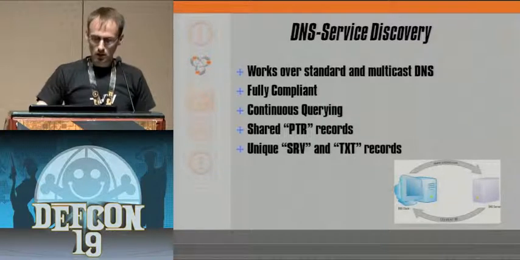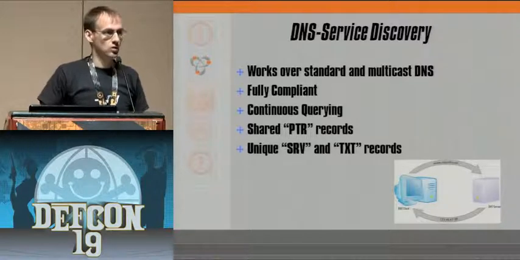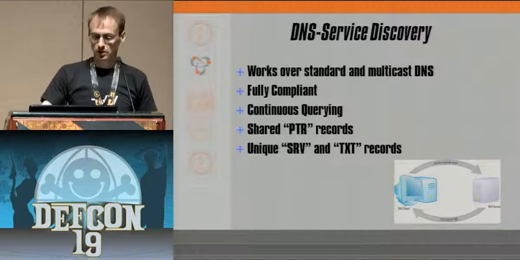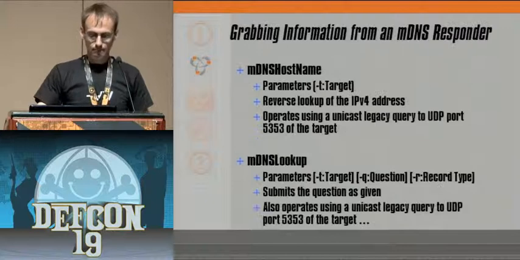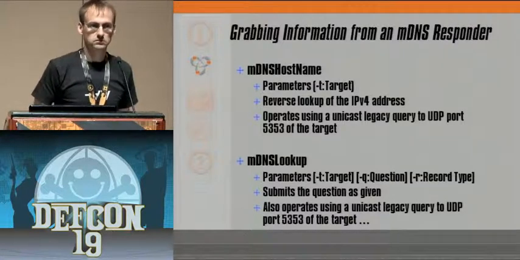Okay, so these pointer records, while shared among those 5, point back to unique service and text records that each host will then have to make available, so that you figure out about that service and so you utilize it. Okay. All right. So when I saw this, I was pretty excited.